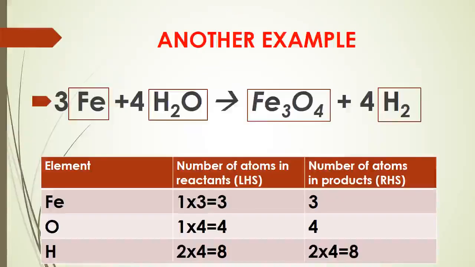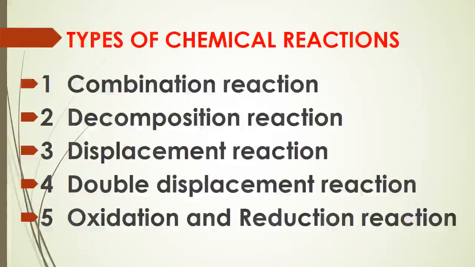Another example is also given. Iron, when reacts with water in the form of steam, gives iron oxide and hydrogen. Here, number of atoms in reactant side and number of atoms in product side both are equal. So we can say that this equation is also balanced equation.